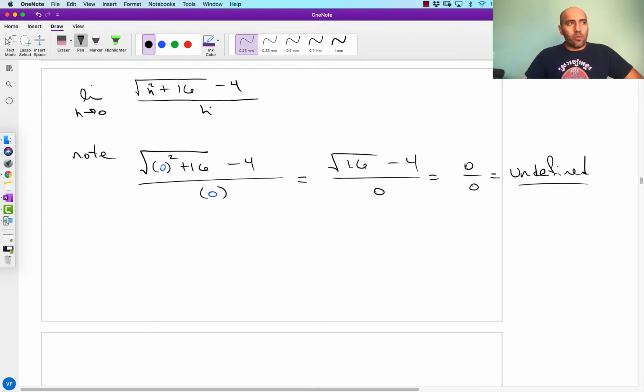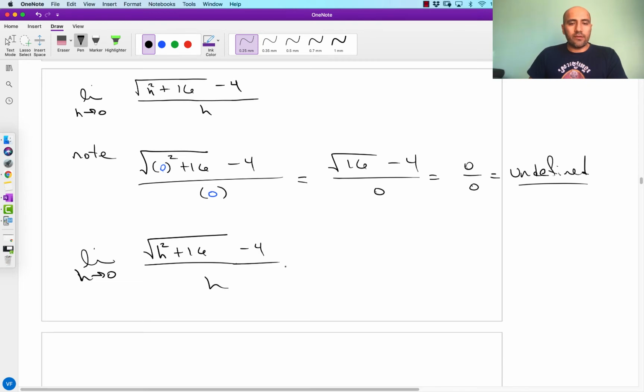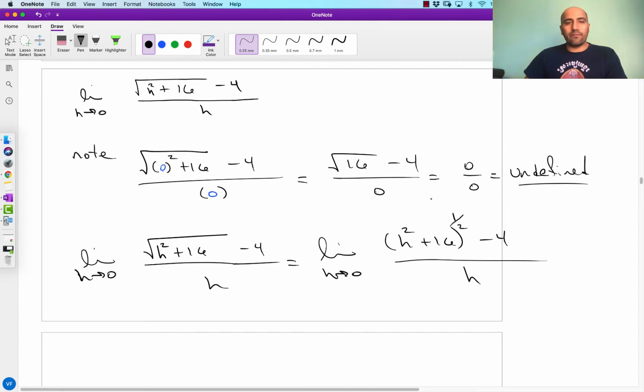So if we want to find the limit, what we have to do is plug it into our calculator and let values of h get closer and closer to 0 so that we can figure out what this limit is. In order to plug it into my calculator, I'm also going to manipulate this a little bit. The limit as h approaches 0 of the square root of h squared plus 16, minus 4, all over h is the same thing as the limit as h approaches 0 of (h squared plus 16) to the power of 1/2, minus 4, all over h. And for the purposes of my calculator, I'm going to change the power of 1/2 to 0.5.